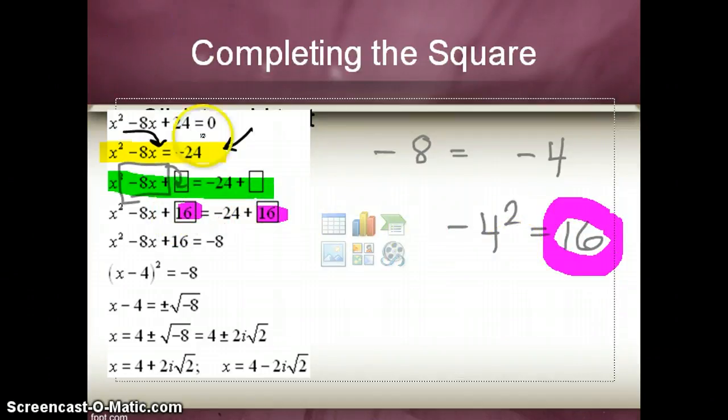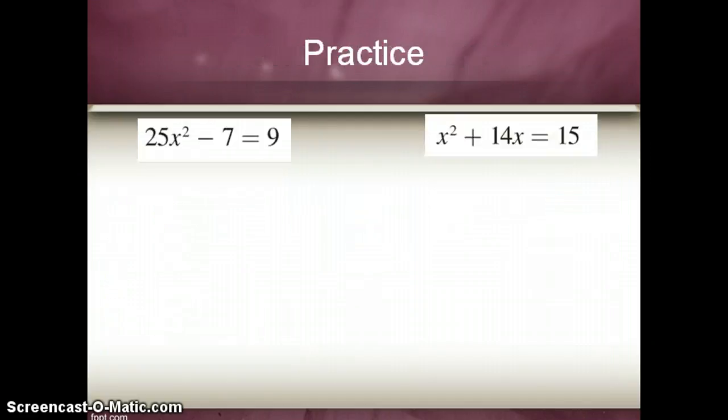So what I get is -24 plus 16, I get -8. Now this is a perfect square trinomial, and I can factor it that way. And I just need to solve my equation step by step. So let's look at some examples here. Okay, so I have two separate things going on here.